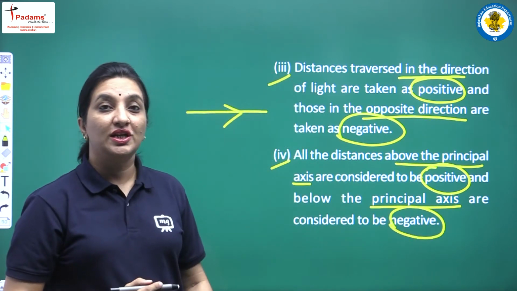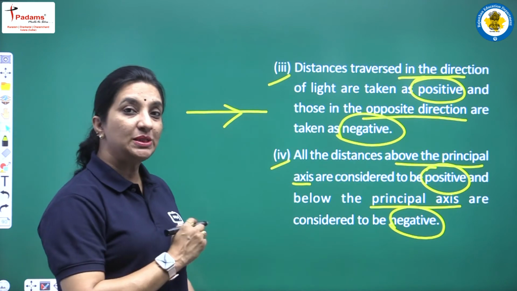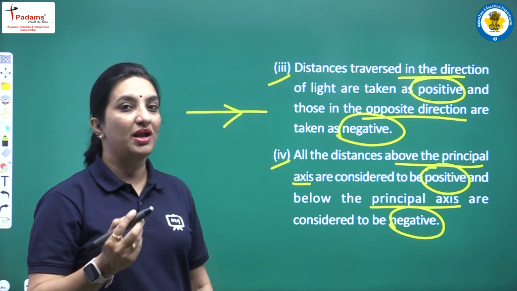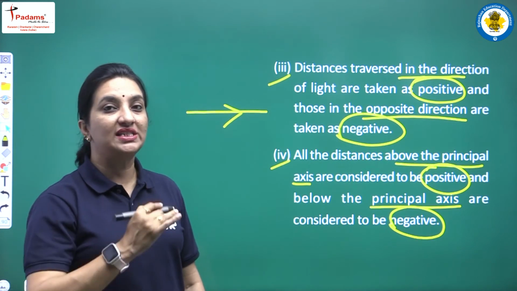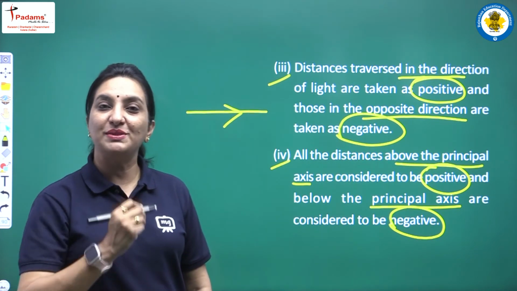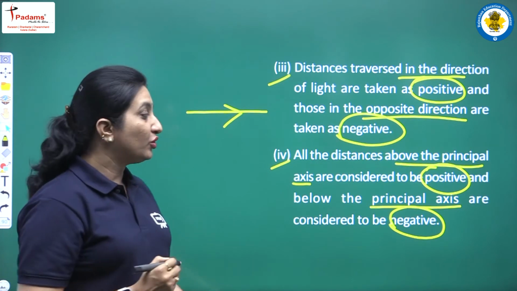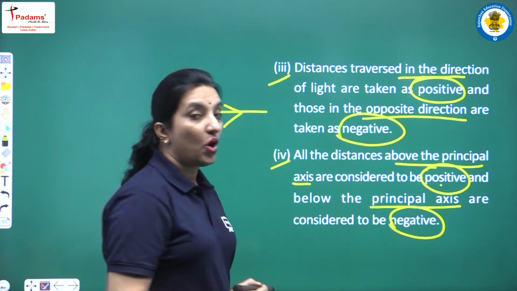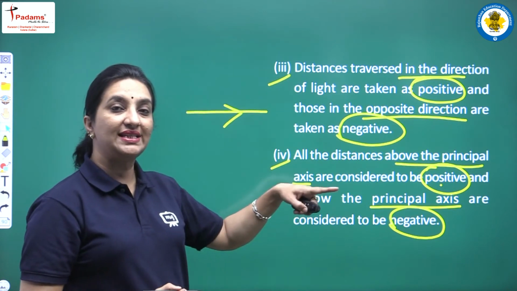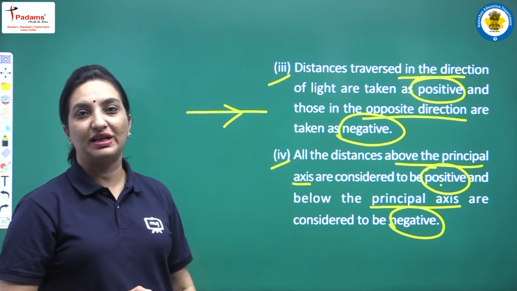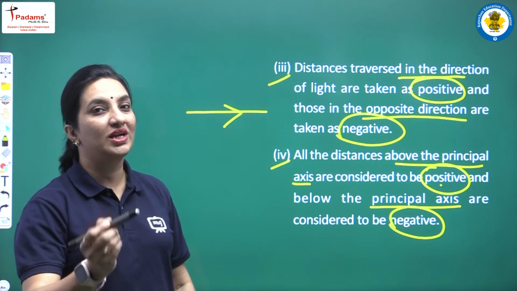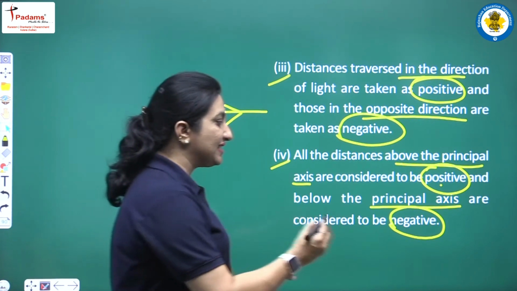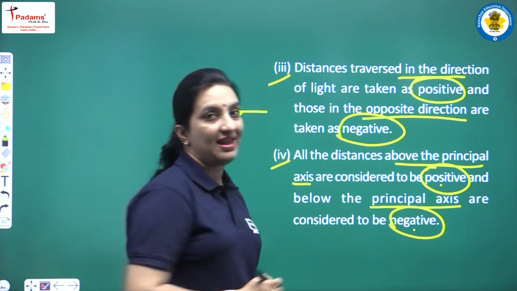Now students, जो भी distances principal axis के ऊपर की ओर measure की जाएंगी, जैसे कि हमारा object रखा हुआ होता है तो हमें distance कहाँ measure करनी होती है, principal axis के ऊपर, तो वो सारी distances हमेशा हम क्या लेंगे, positive. और जो distances हमें principal axis के नीचे की ओर measure करनी होंगी, जब हमारी inverted images होती हैं, तो उस case के अंदर क्या होगा, वो distances हमें क्या लेनी होंगी, negative.